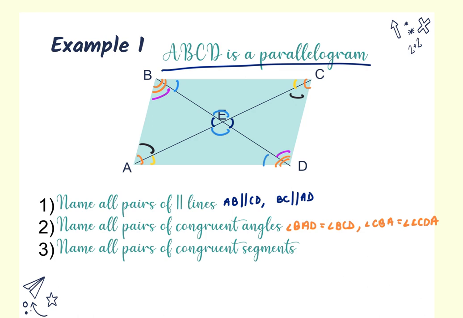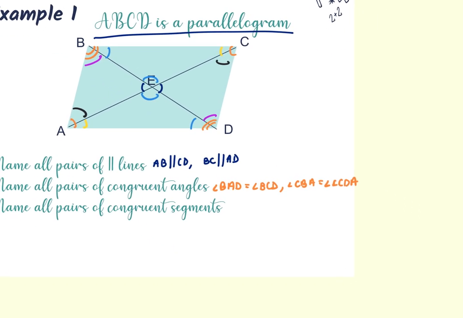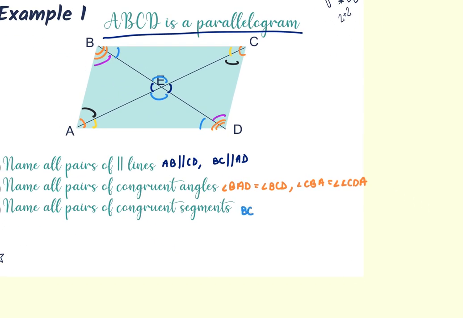Number 3 says name all the pairs of congruent segments. So we know opposite sides are congruent. BC would equal AD, and AB would equal CD. And we know that diagonals bisect each other. So BE is congruent to ED, and AE is congruent to EC.